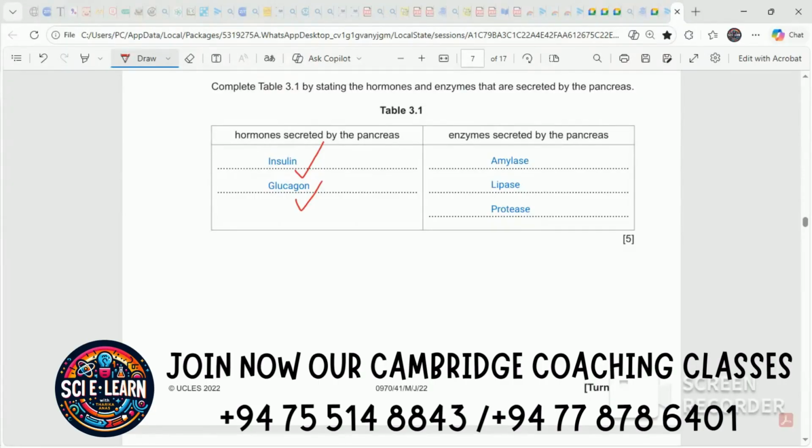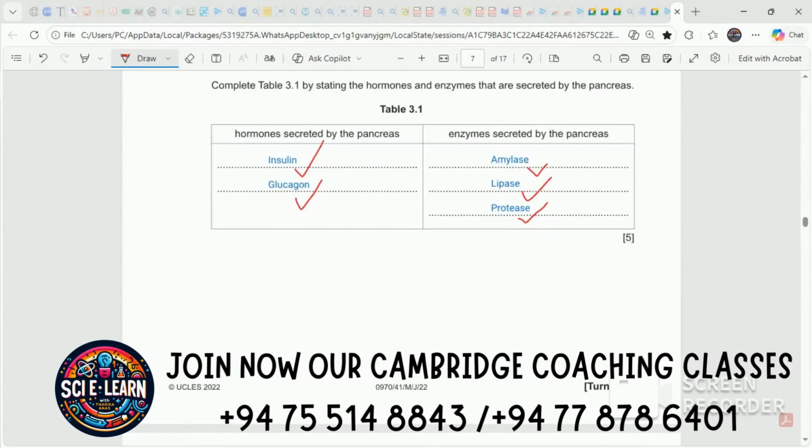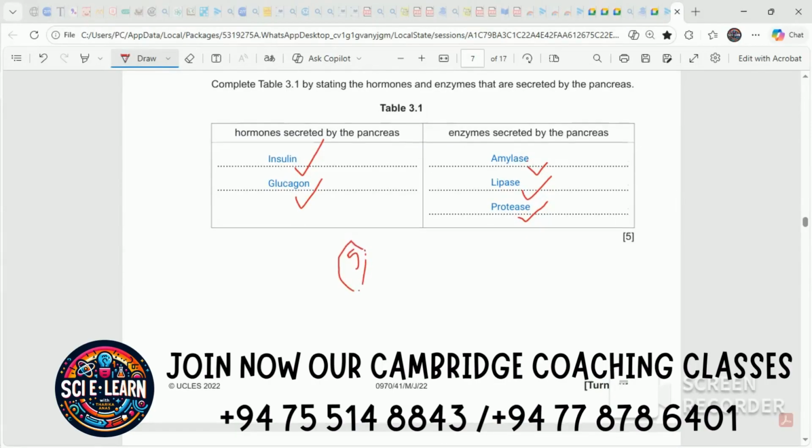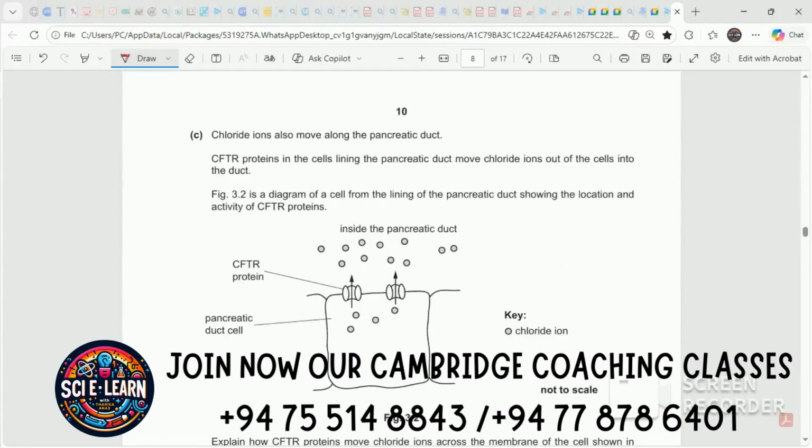Yes, good. So the enzymes secreted by the pancreas are amylase, lipase, and protease. And it also secretes carbohydrase, trypsin, and those things as well. I was just mentioning that. That's 5 out of 5. Good.